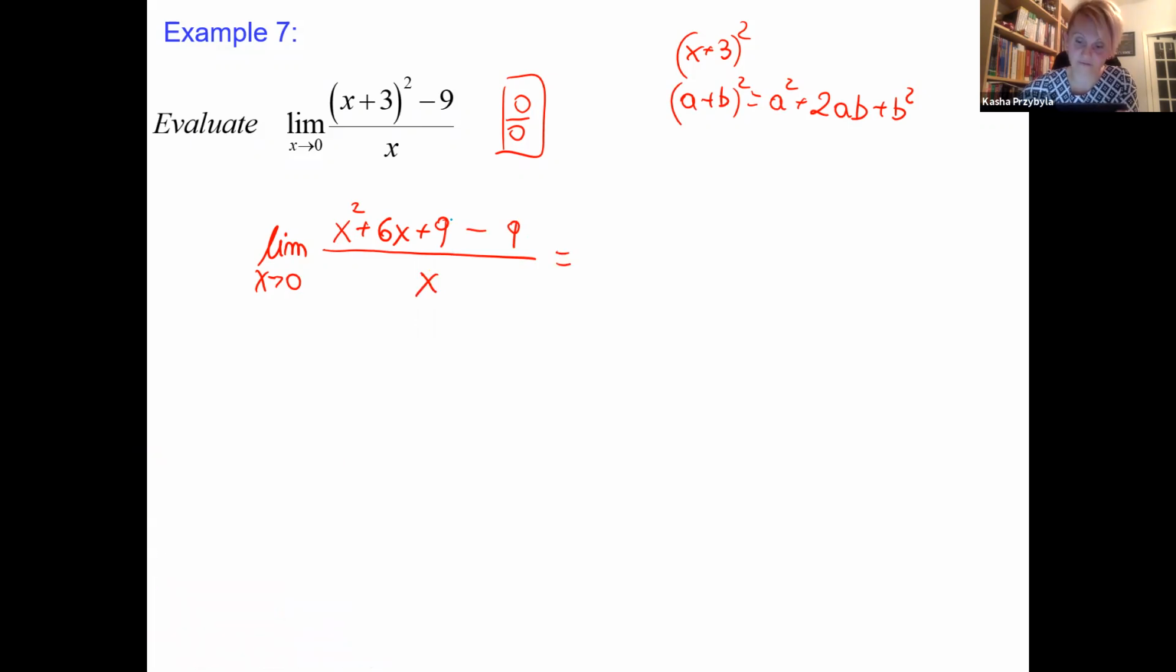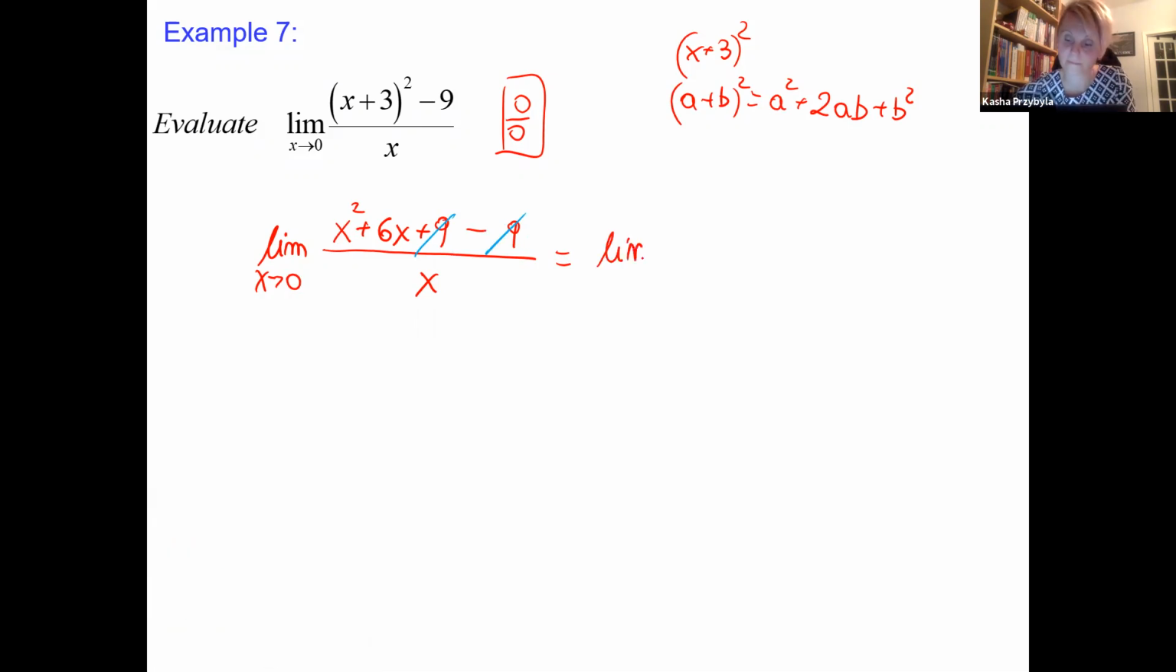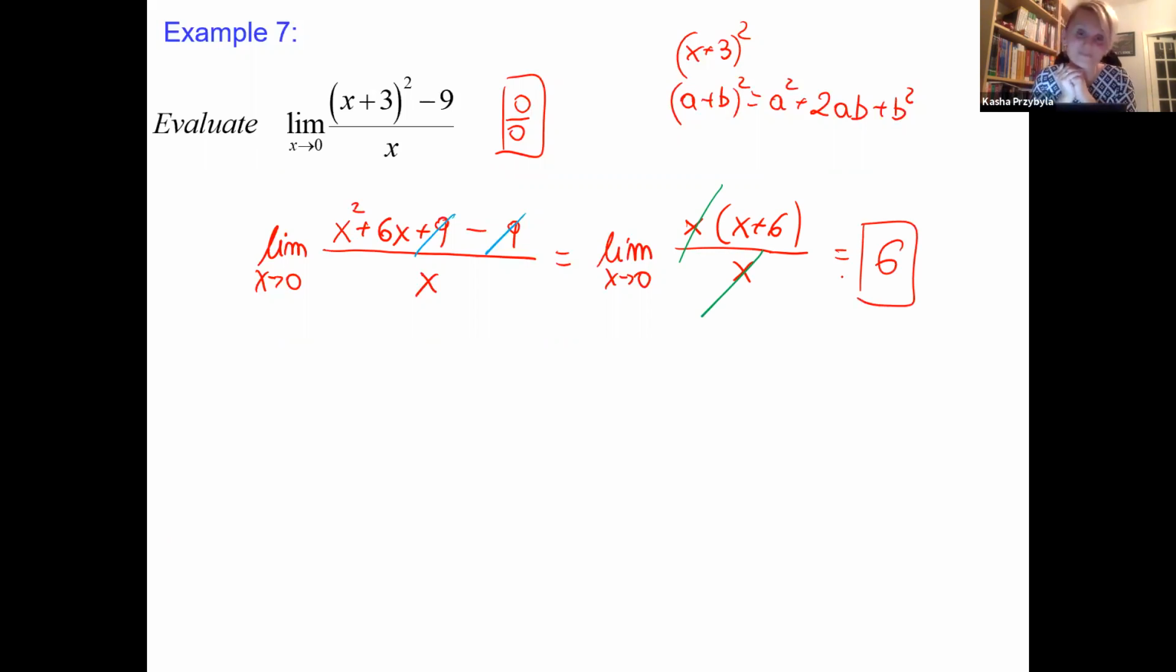Let's simplify. First of all, I can simplify this. Correct. And we have x squared plus 6x. Do you think I can factor out x? And do you see that common factor, that common 0? The common 0 is gone. What is the final answer? It is 6.